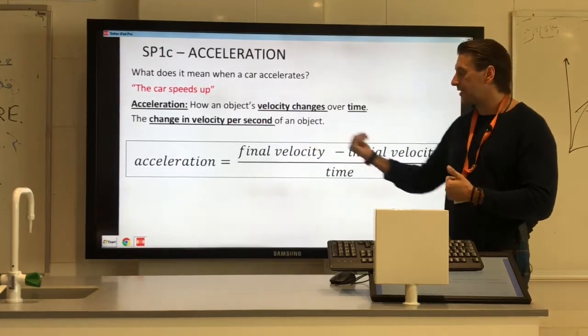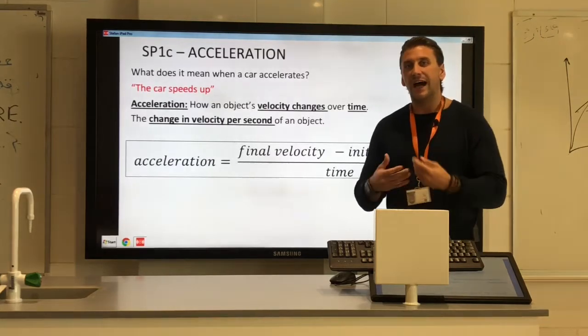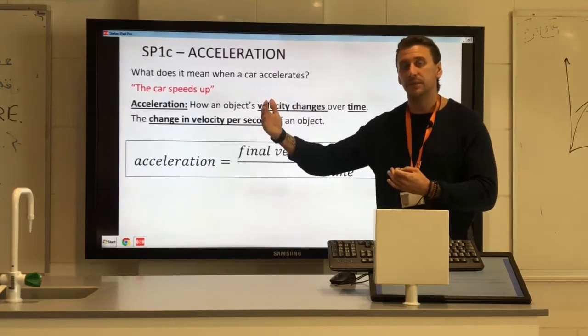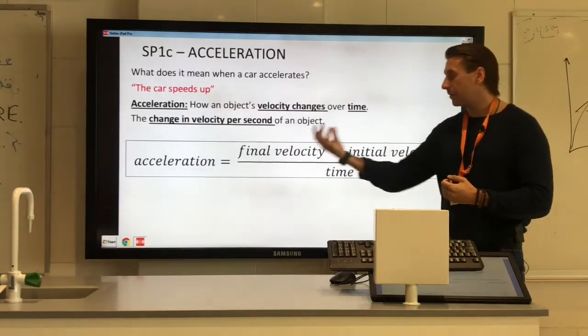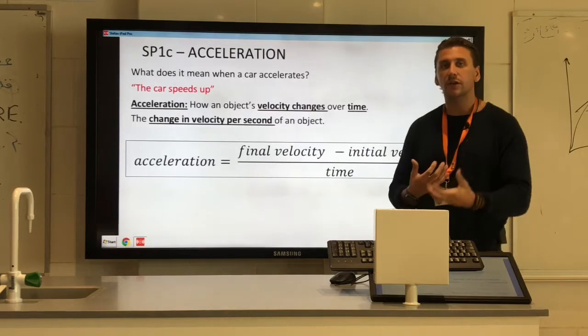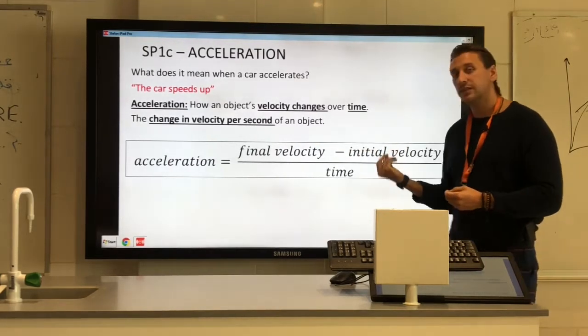Another example of final minus initial, I could be walking at 3 meters per second, and then I could start running at 8 meters per second. My final is 8. My initial was 3, so 8 minus 3, my change in velocity is 5 meters per second. All right? Now that's the first thing we need to consider.